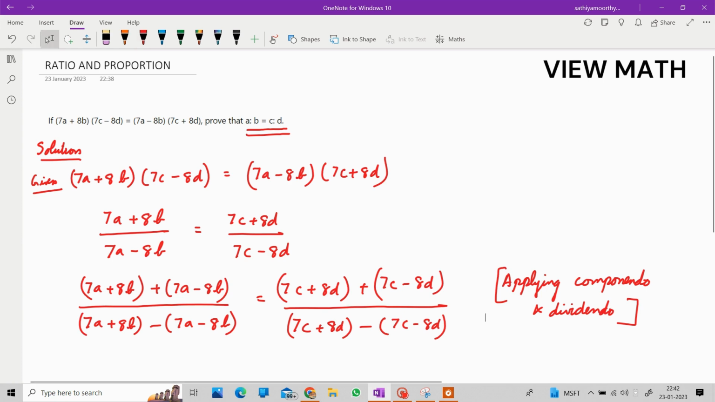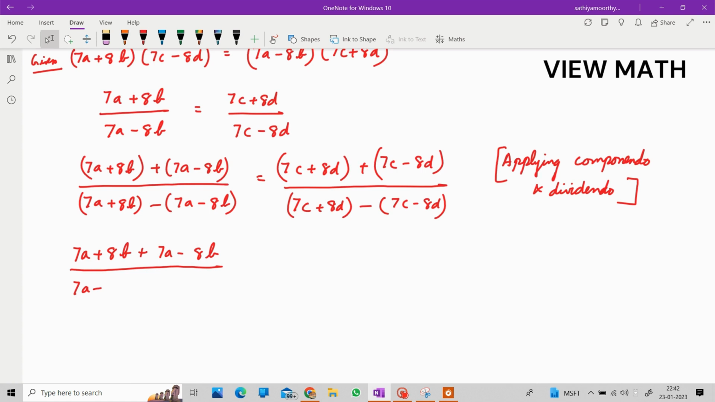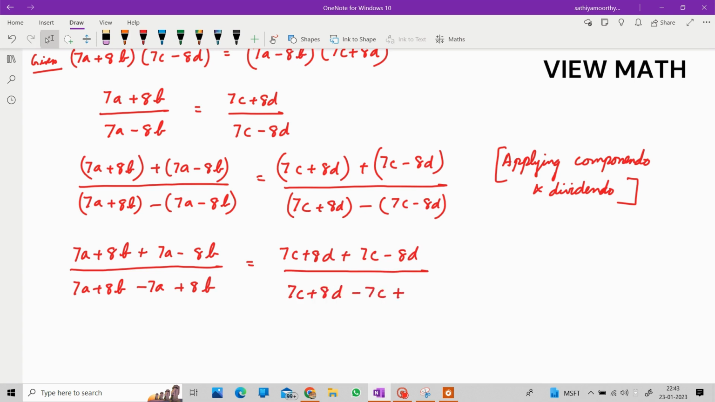Now let me simplify this. So I'm going to remove the brackets to simplify it. 7a + 8b + 7a − 8b in the numerator. In the denominator I'll be getting 7a + 8b. The negative term I'm going to multiply inside the bracket, so minus 7a I'll be getting, then minus into minus is plus 8b. Similarly on the right hand side, 7c + 8d + 7c − 8d divided by 7c + 8d − 7c, minus into minus is plus 8d.